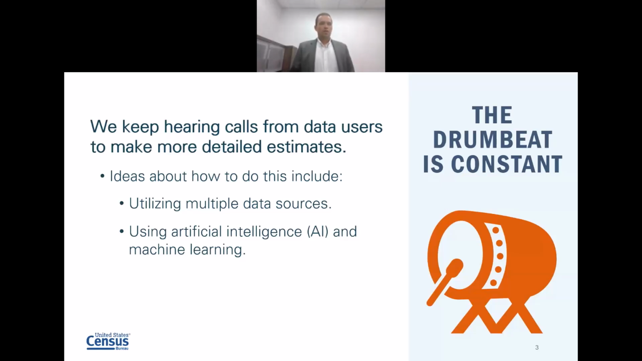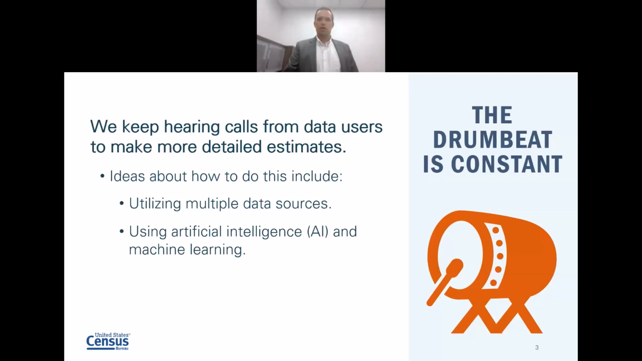We get a lot of ideas about how we can implement the creation of more detailed estimates. Some ideas we've heard is, just blend multiple data sources together, and that will get you what you need. Or utilize artificial intelligence and machine learning, and that will get you what you need. And I've been lucky enough to see where some of those ideas work and where in some instances they don't work out as well.